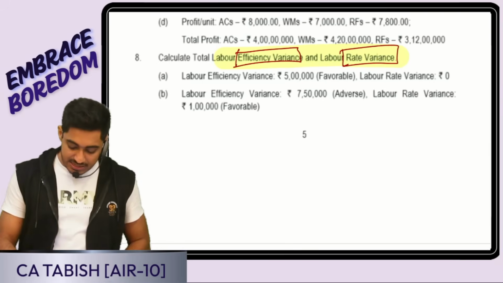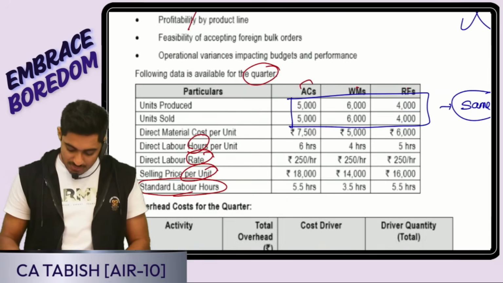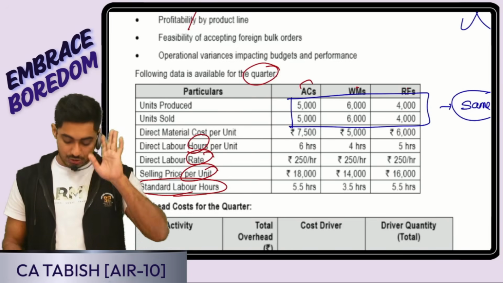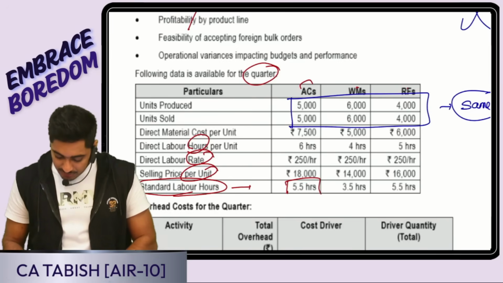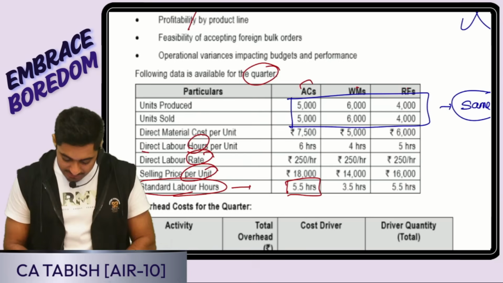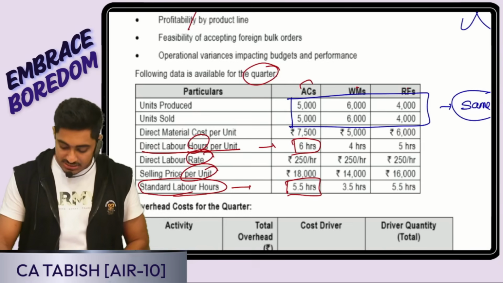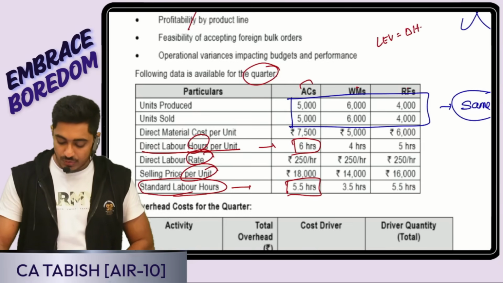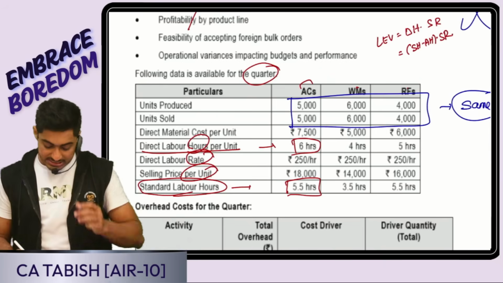Labor efficiency. First let us try seeing labor efficiency variance. Now tell me students. Here only the hours I can find. Labor efficiency variance is difference in hours into your standard rate. Standard labor hours is given 5.5. Actual labor hours per unit is given 6. So I will be getting the difference in labor hours. Yes or no, everyone? Labor efficiency variance is difference in hours converted into value into rate, which is the standard rate. It is standard hours minus actual hours into standard rate.